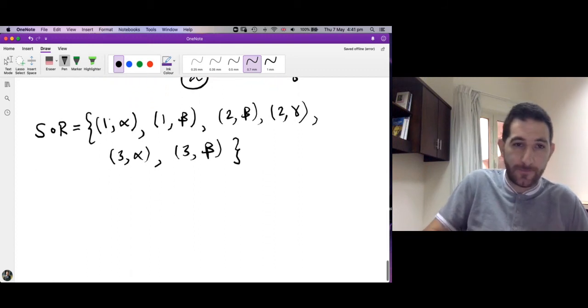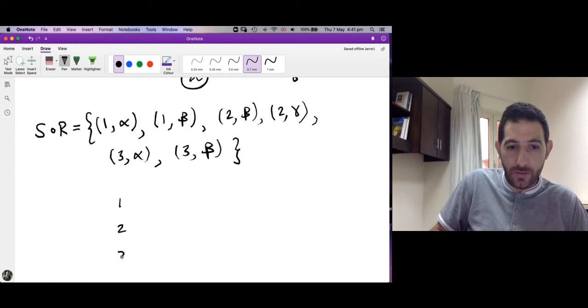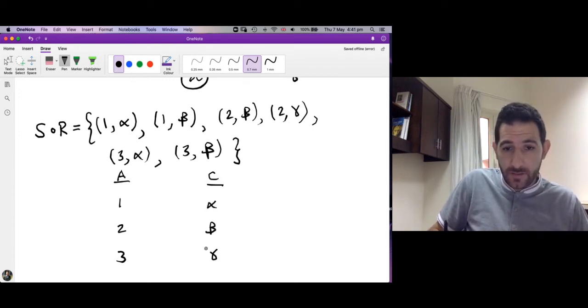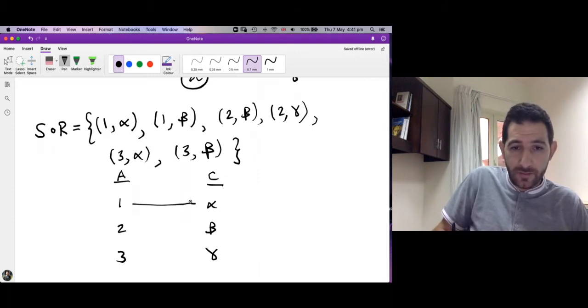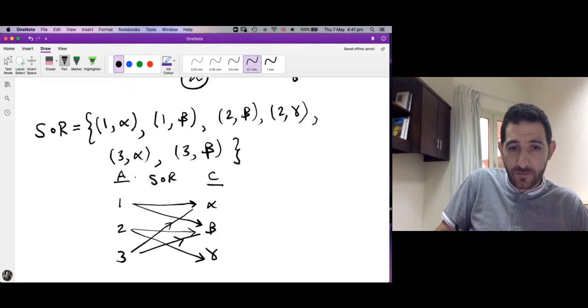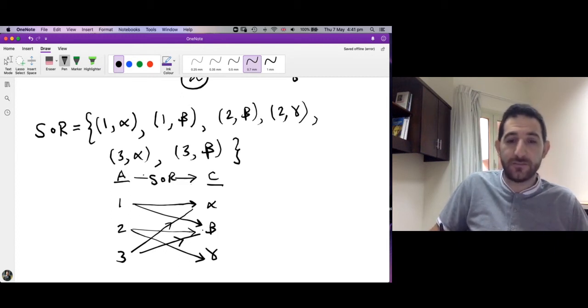Okay, if you want, we can sketch it. So this is 1, 2, 3. This is the set A and this is the set C. This is alpha, beta, gamma, and we know that 1 is related to alpha and 1 is related to beta. 2 is related to beta and gamma. And 3 is related to alpha and beta. So this is the relation S composed with R from A to C.